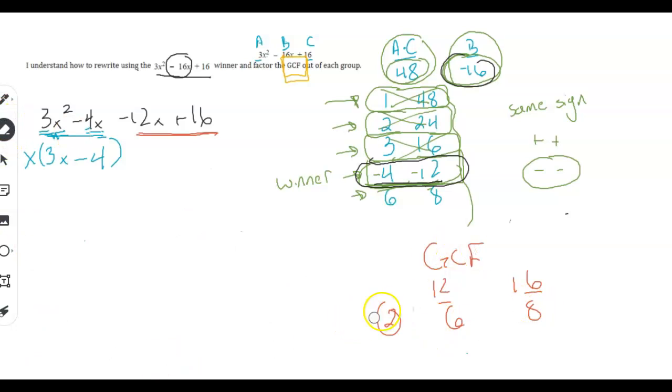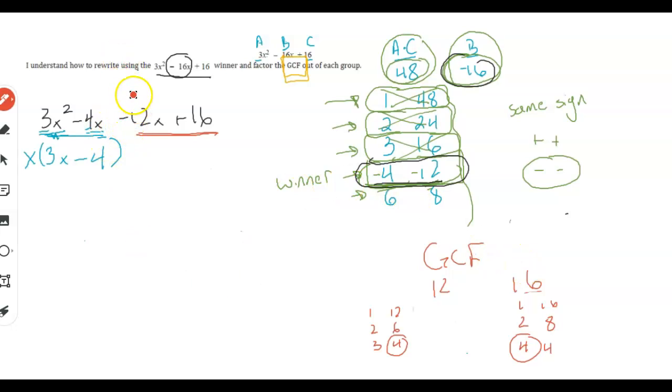So if you have to do this, if you have to list all the things you can think of that go into 12 and 16, go ahead and do that. If you can't see that it's 4 that goes into 12 and 16 and that's the biggest, then list all the things you can that go into 12, just like we did before. All the things you can think of that go into 16. And find the biggest thing they have in common. The biggest thing they have in common is 4.